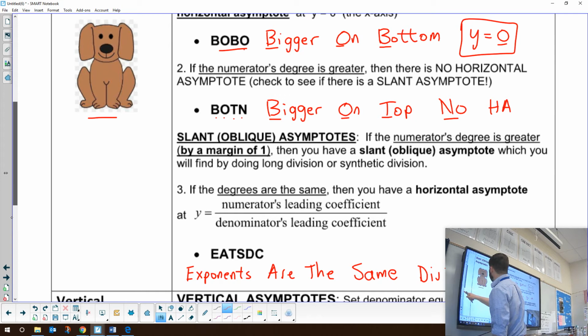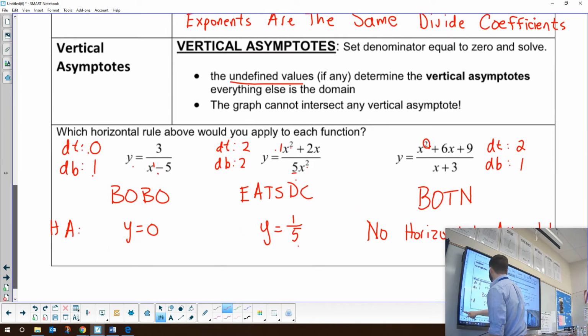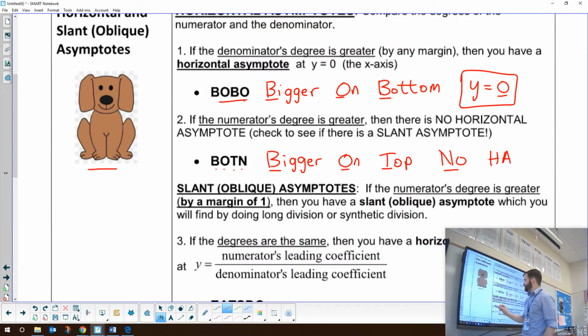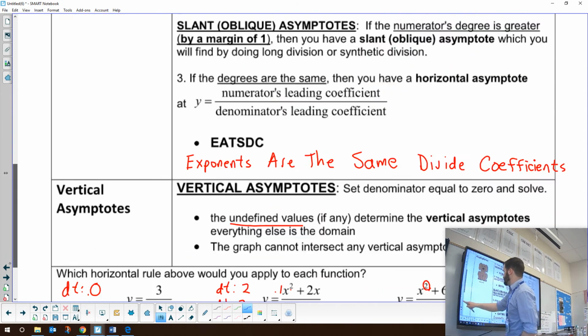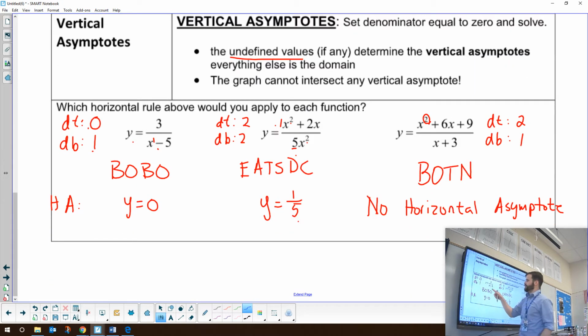So as we look down here, take a look at this one right here for me. This one down here on the bottom. This one is a Bobo graph because my degree on top is just 0 and my degree on bottom is 1. So my bottom is bigger. So bigger on bottom, my horizontal asymptote is going to be y equals 0. So that's our first rule.